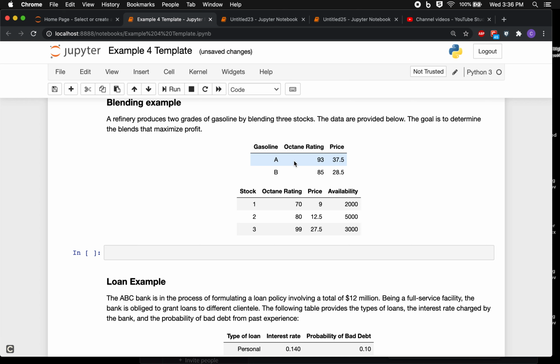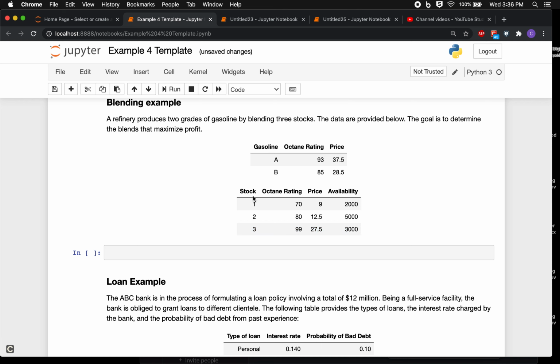And we want to determine how much of gas A should we make and how much of gas B should we make. And so the key thing with these blending problems, and this is going to be similar to your cutting example problem of the rods, is that rather than optimizing over stock 1, stock 2, stock 3, and gasoline A and B, we're actually going to optimize over the flow of how much stock 1 goes to A, how much stock 1 goes to B, how much stock 2 goes to A, how much stock 2 goes to B, how much stock 3 goes to A, and how much stock 3 goes to B.